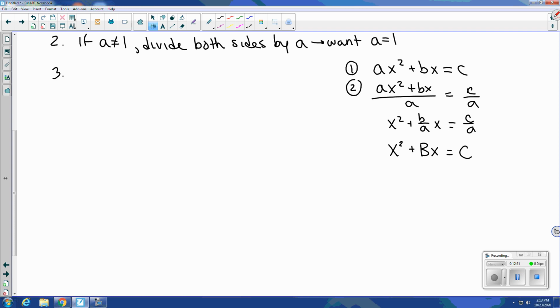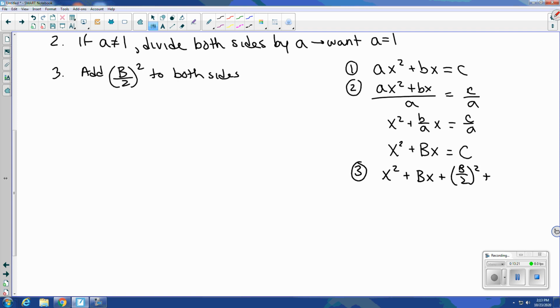What you do is you're going to add b over 2 squared to both sides. So notice how I wrote the capital B. Whatever the new number is after you've divided by a, that's the new number you want to use for this third step. So we're going to add b over 2 squared to both sides. So step 3, what it would look like is x squared plus bx plus b over 2 squared equals c plus b over 2 squared. That plus b over 2 squared is the completing the square part.